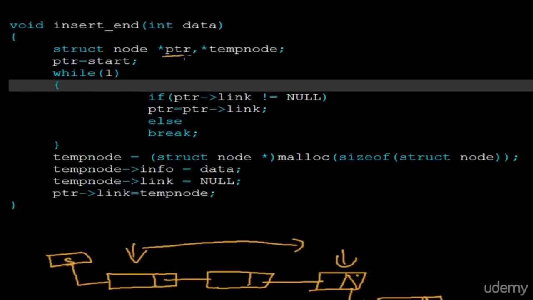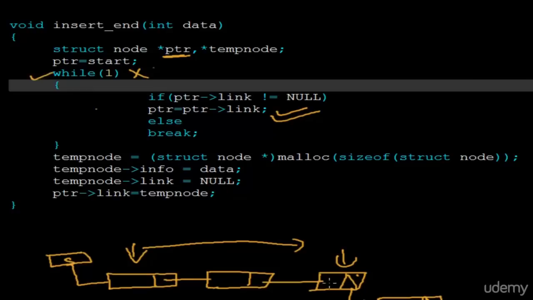We are simply having a pointer ptr. We are copying the content of start into the ptr till we reach the end of the list, meaning the ptr's link is equal to null. We are simply traversing. If we reach it, we are breaking this while loop, which is an infinite while loop.